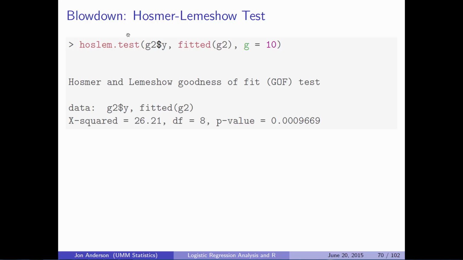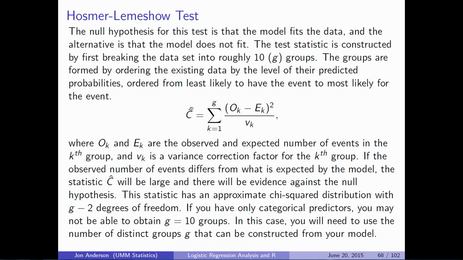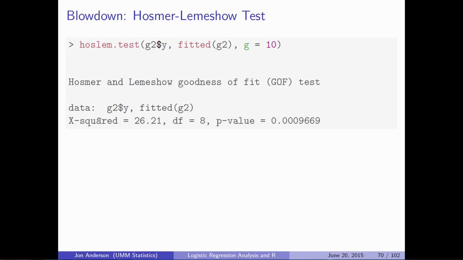Here's the basic command to get the statistic. Here's the X squared, or what we called C hat. This is the test statistic, 26.21. Remember, with 10 groupings, the degrees of freedom would be 10 minus 2, which is 8. And the p-value is very small, suggesting that there is significant lack of fit for these data.